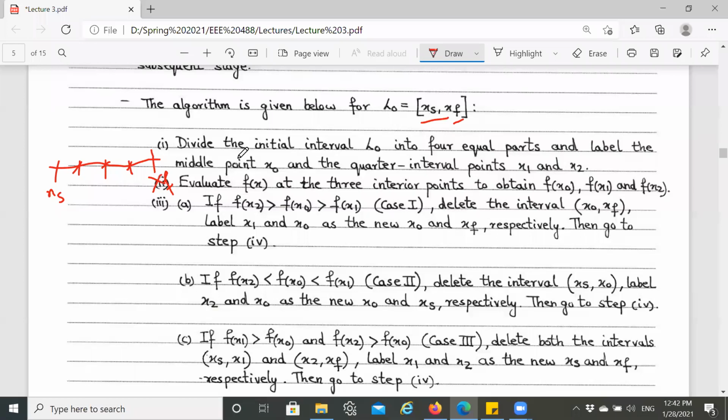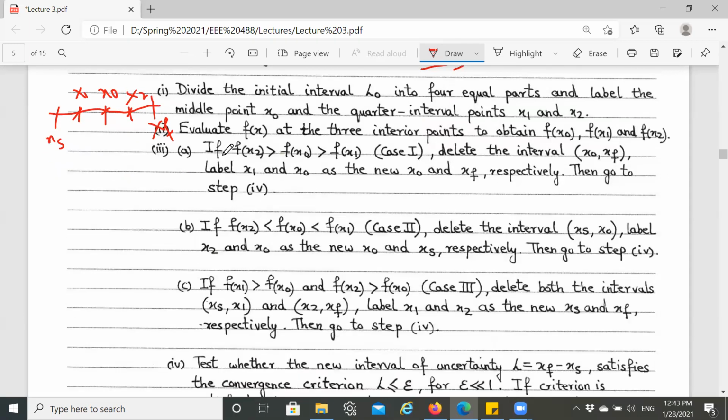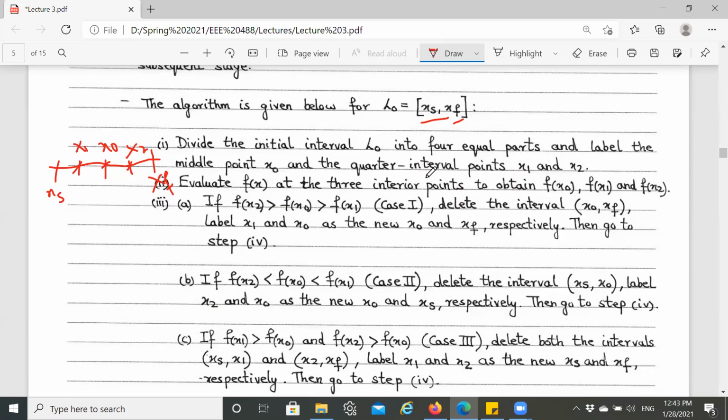So any interval, when you divide it into 4 parts, means you will actually first divide it into half and then each half into half. So this would definitely be the middle point. Let's call the middle point x0, and let's call the other points x1 and x2. Is it clear how I have numbered my points? So you divide it into 4 equal parts and label the middle point x0 and the quarter interval points as x1 and x2.